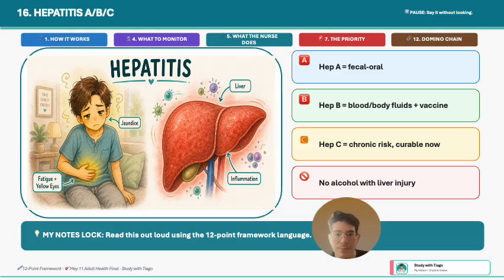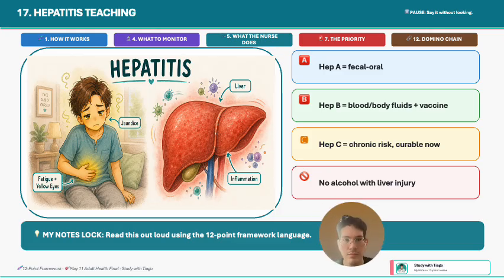So for all hepatitis, I connect it back to the liver: fatigue, jaundice, dark urine, right upper quadrant discomfort, nausea, elevated liver enzymes, and teaching to avoid alcohol and protect the liver. Now here's your hook. A is what you ate. B is body fluids and vaccine. C is chronic blood risk thinking.